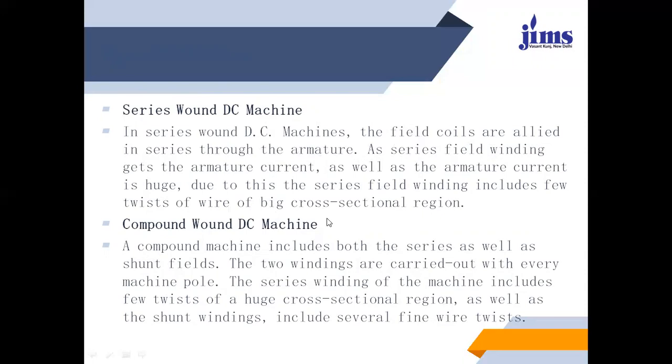So we have to make the arrangement in such a manner that the armature and the field winding both come in a series format. As the series field winding gets the armature current, which is very huge, the series field winding includes a few turns of wire of big cross-sectional area. As we discussed in the shunt wound DC machine, there is a larger number of turns with a thinner wire.